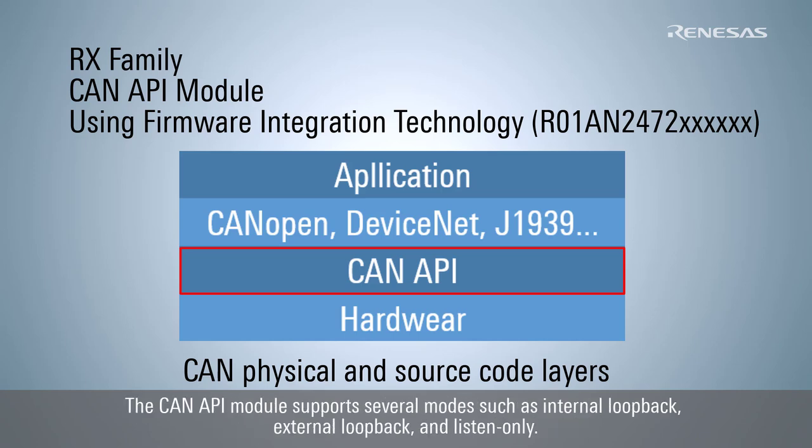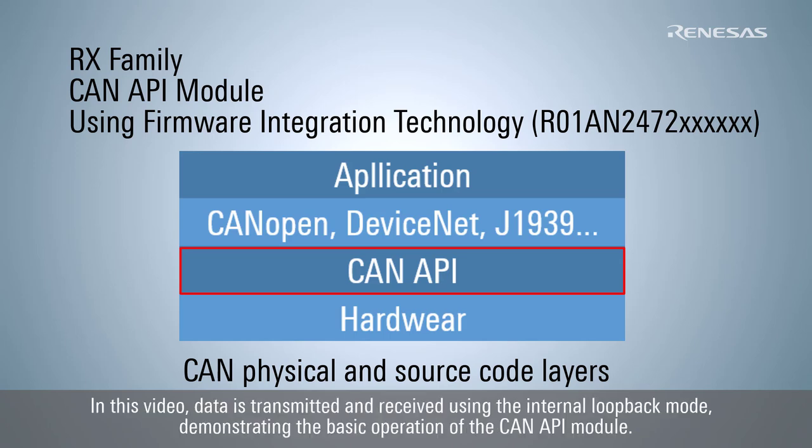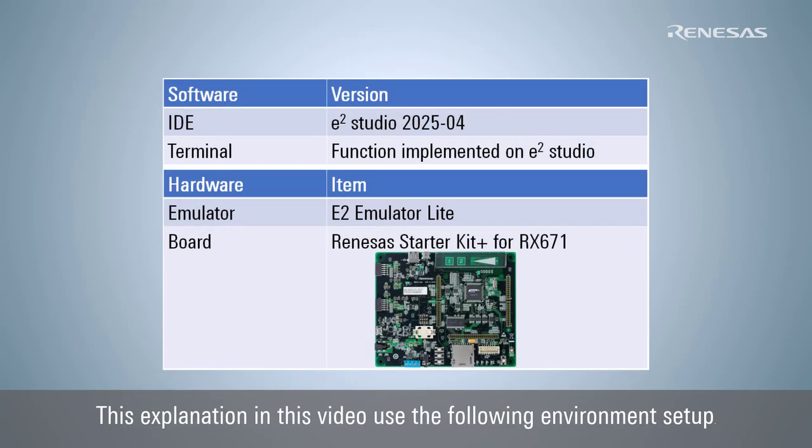The CAN API module supports several modes such as internal loopback, external loopback, and listen only. These modes are useful for testing during product development. In this video, data is transmitted and received using the internal loopback mode, demonstrating the basic operation of the CAN API module. The explanation in this video used the following environment setup.